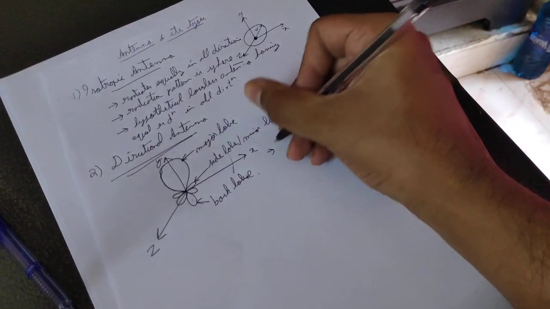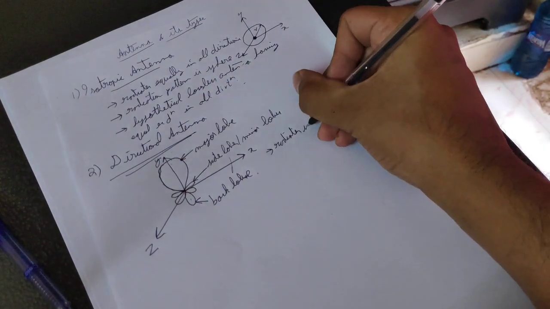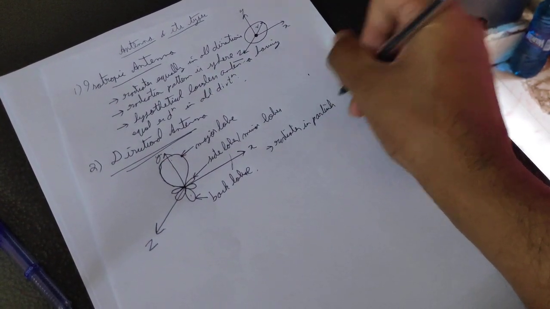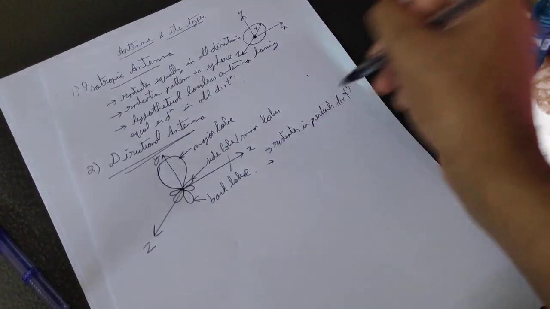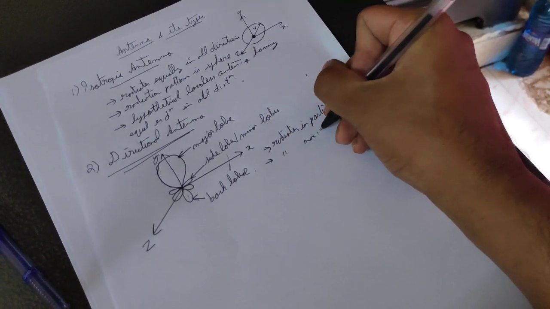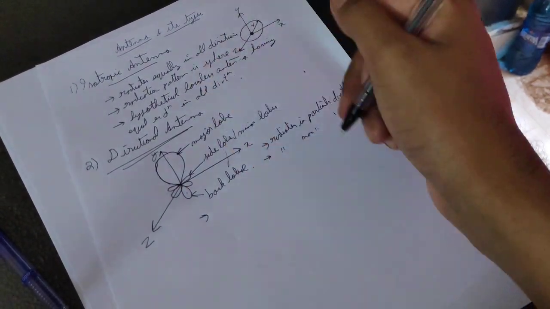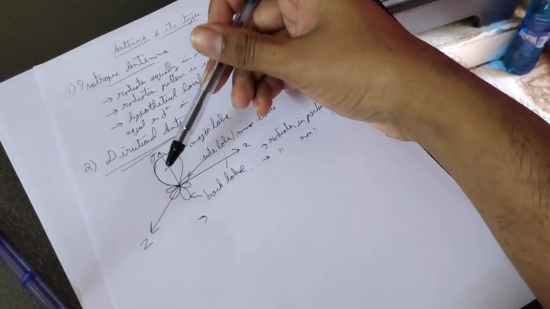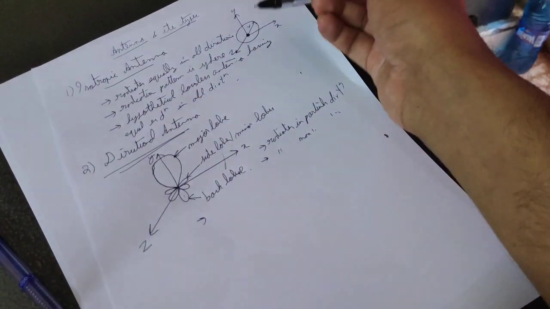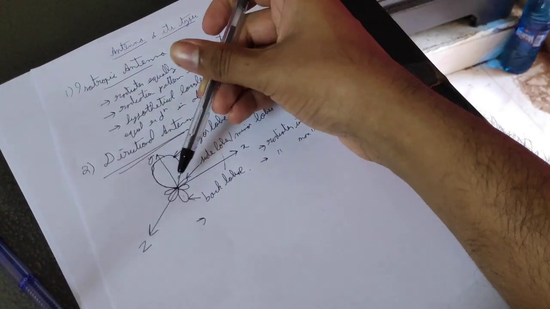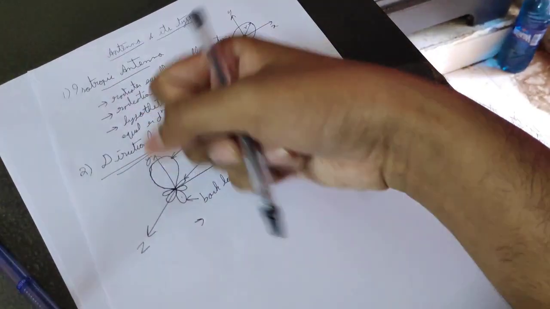A directional antenna radiates in a particular direction. Sorry for my handwriting. It radiates maximum in a particular direction, and it receives electromagnetic waves more effectively in some directions than others. There is a transmitting directional antenna and a receiving directional antenna. A transmitting directional antenna transmits more in one direction, and a receiving directional antenna receives more waves from one direction.